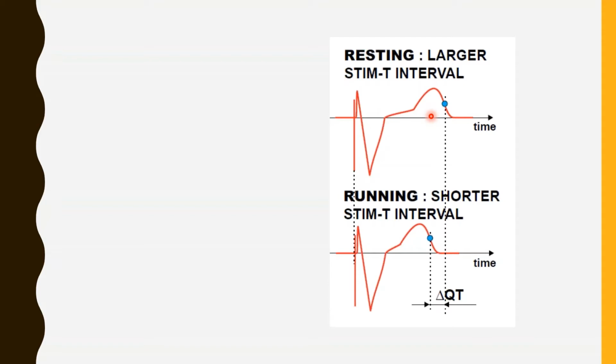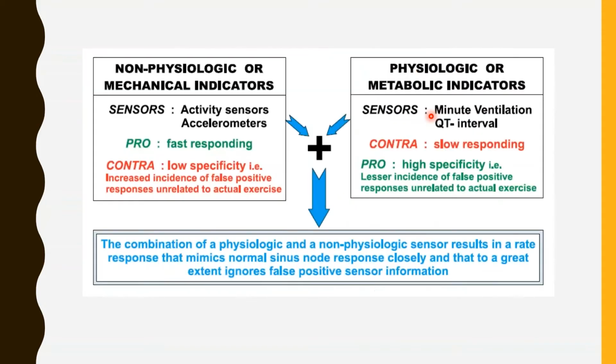So of course, if you look at this so-called open loop stimulation, which is utilizing non-physiologic or mechanical indicators, or physiologic or metabolic indicators, we utilize both indicators to fit into the pulse generator algorithm and tell it how fast to pace, whether it should increase the pacing rate or not. But there are actually pros and cons between using both of these indicators, or what we call the open loop system.